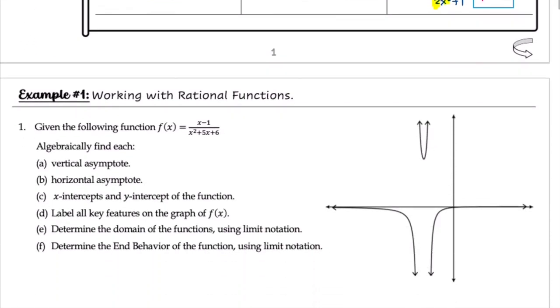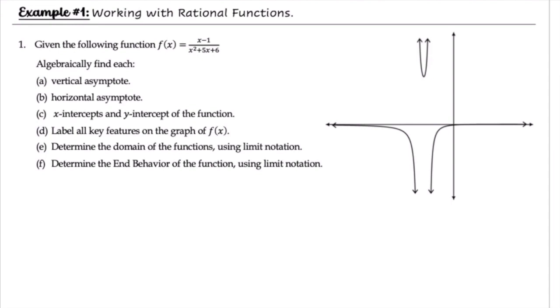Okay, so let's try this out. We have given our function f of x, which is equal to x minus 1 over x squared plus 5x plus 6. What we are going to do is we want to algebraically find all these things. But before we do anything, we're going to start off by looking at f of x function and factoring everything we can. And the only thing we can factor is the denominator. So here is my factor form of f of x.